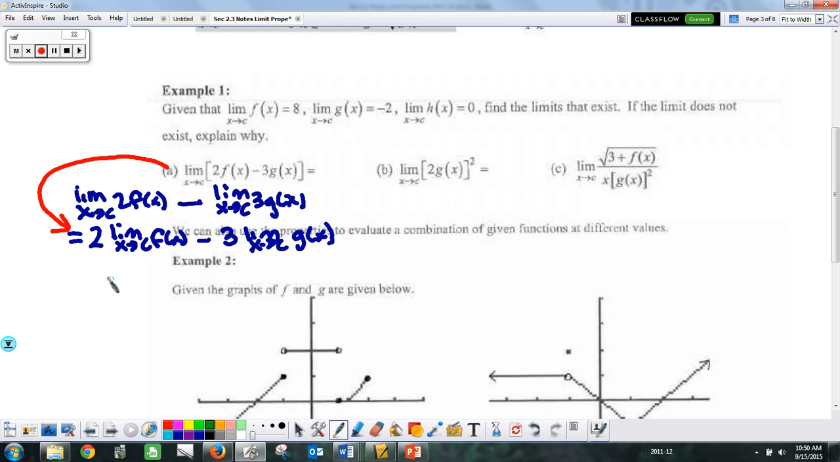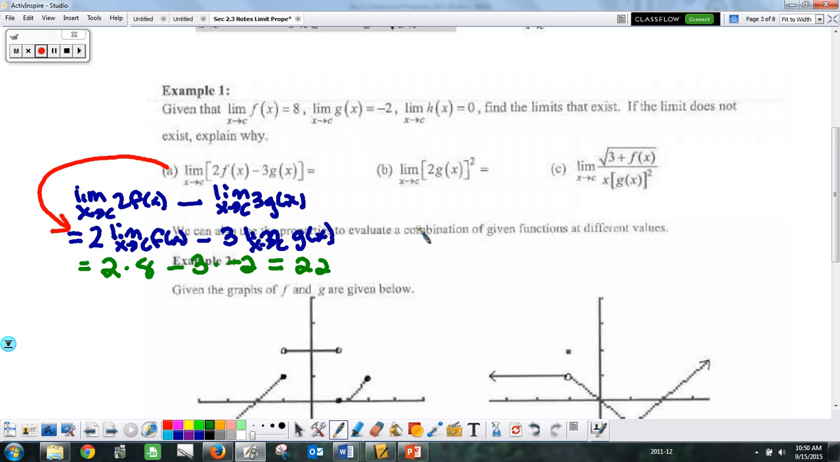Once I get to here, I can simply finish the problem. It's 2 times my limit on f is 8 minus 3 times my limit on g is -2, and we get our final answer 16 plus 6 or 22. Okay, so it's a fairly straightforward process, provided we're okay on the limits and we don't end up at a discontinuity somewhere. Here we're squaring.